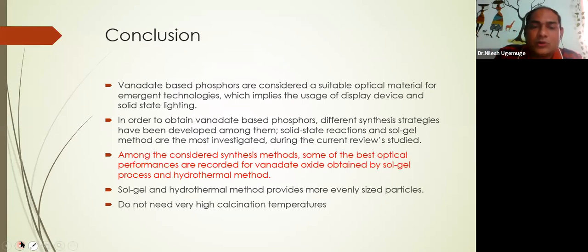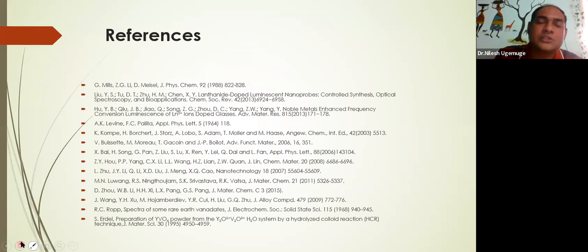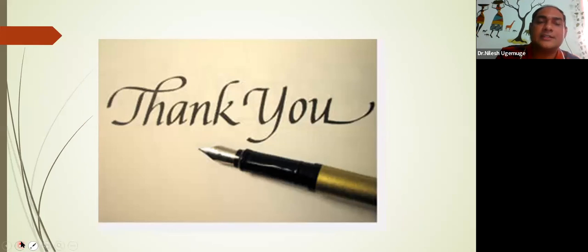So finally, I want to conclude. Out of all the methods I have suggested and discussed in this presentation, the hydrothermal and wet chemical co-precipitation methods are the most preferred methods for the synthesis of materials. And you can go ahead with your literature review or literature survey for the suitable method for your synthesis.